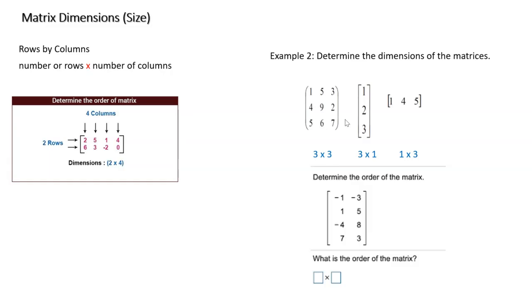Now, determine the order of the matrix. So how many rows? We got 1, 2, 3, 4. So it's going to be a 4 by the columns. We got 2 columns. So it's going to be a 4 by 2. That's the answer.